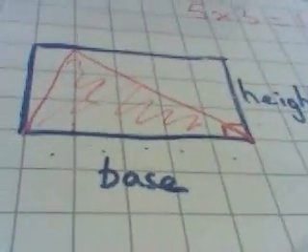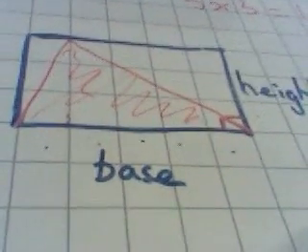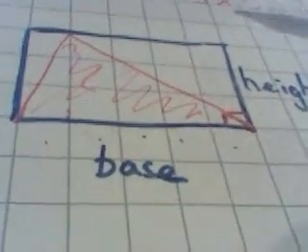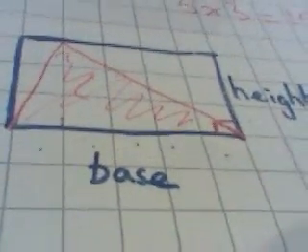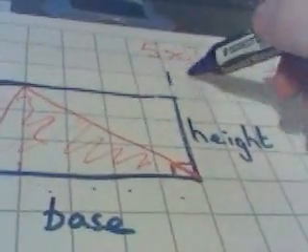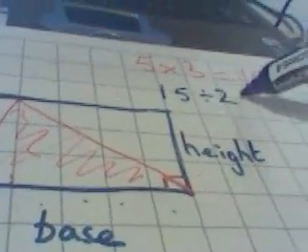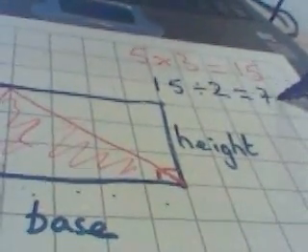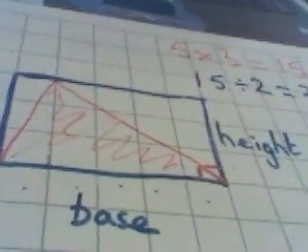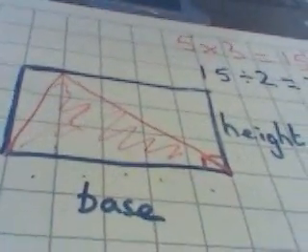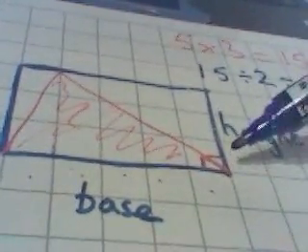Now you may believe me or you may not, that that's exactly half of the rectangle. So we could have 5 times 3 is 15, and the final step, 15 divided by 2, is 7.5. And there we find the area of the triangle by pretending it's a rectangle.